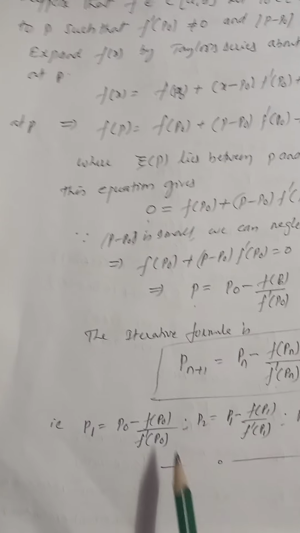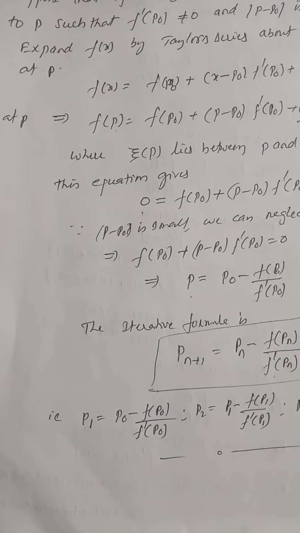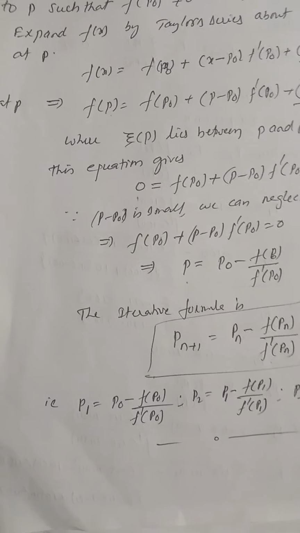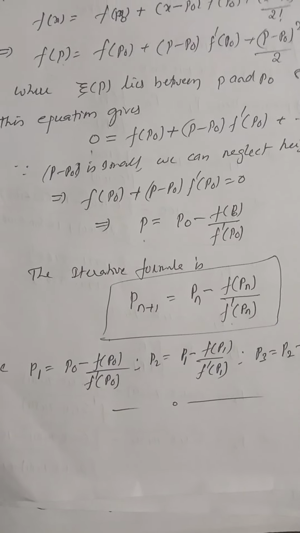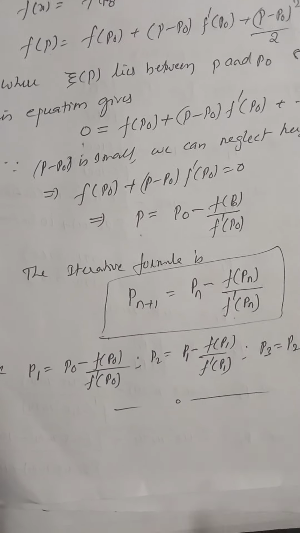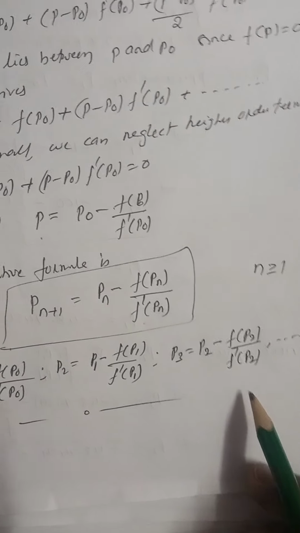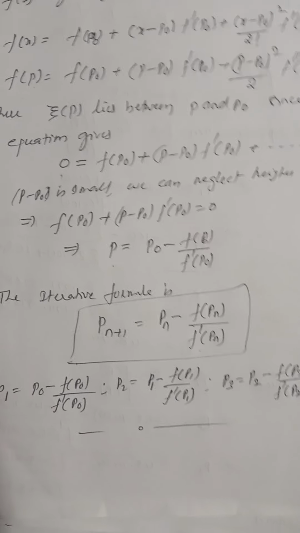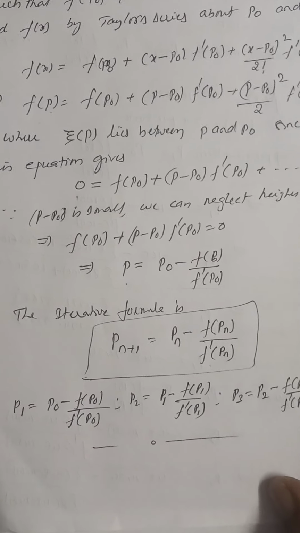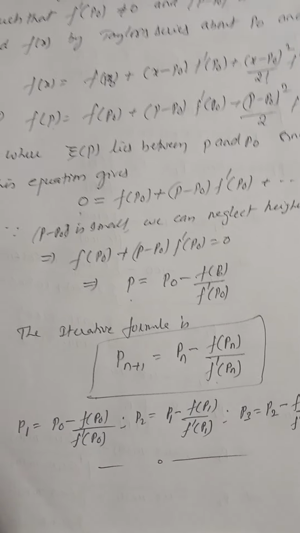Now see how to get p1. In the place of n, if you substitute 0, you will get p1 is equal to p naught minus f of p naught by f dash of p naught. p2 is equal to p1 minus f of p1 by f dash of p1. p3 is equal to p2 minus f of p2 by f dash of p2. That means p1, p2, p3 are better approximate roots of the given function. p1 is the first approximation, p2 is the second approximation, p3 is the third approximation root and so on. Or you can say better approximate roots.